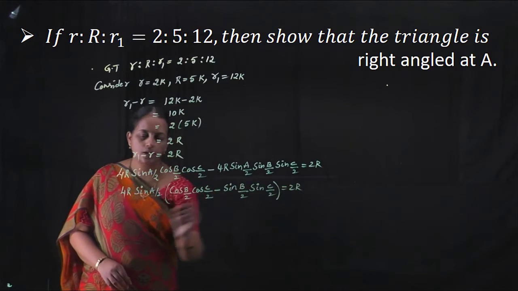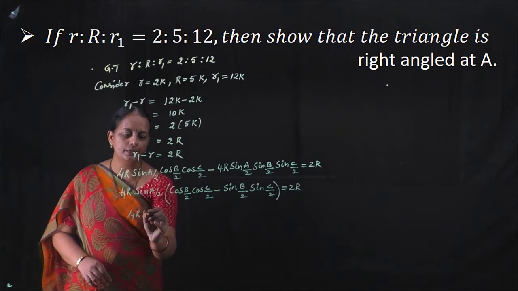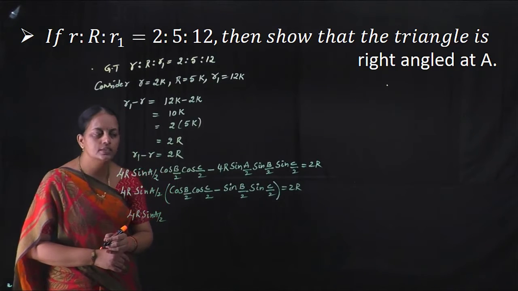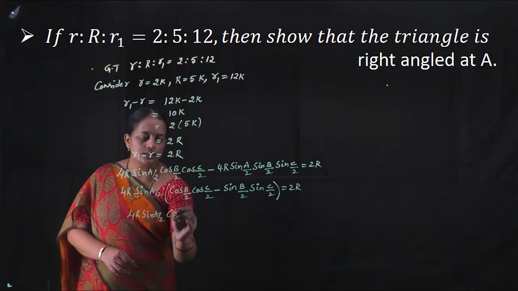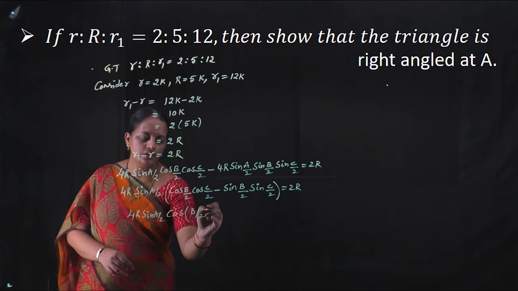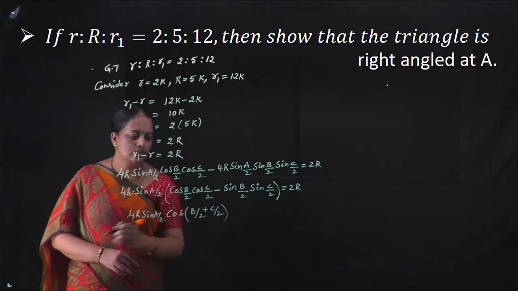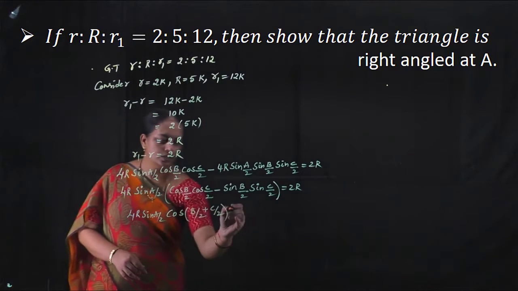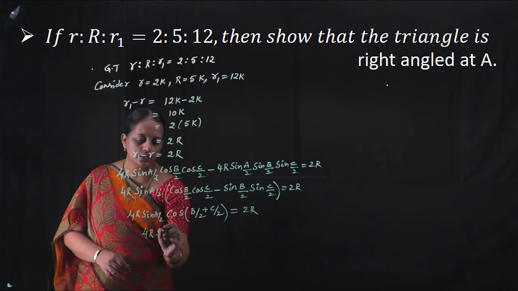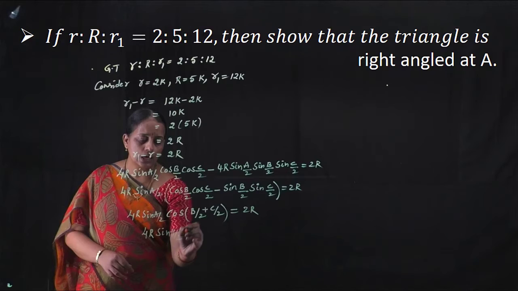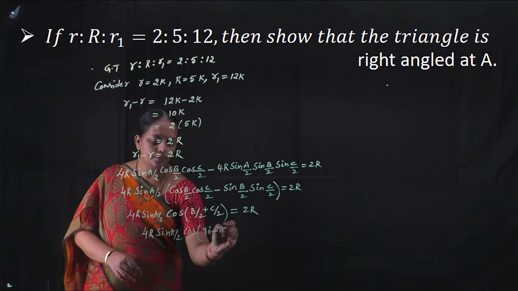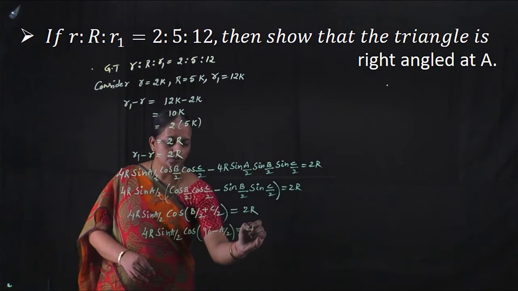This is equal to 4R sin A by 2 into, it is in the form of cos A cos B minus sin A sin B. That means cos of A plus B. Here we have A meaning B by 2 and B meaning C by 2. Hence cos of B by 2 plus C by 2. This is equal to 4R sin A by 2 into cos of B by 2 plus C by 2, which means 90 minus A by 2, equal to 2R.